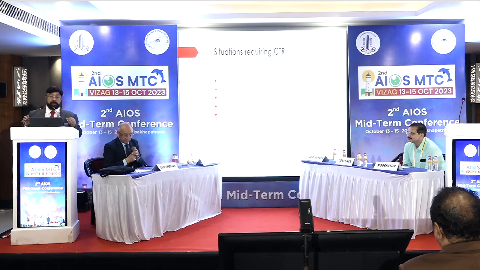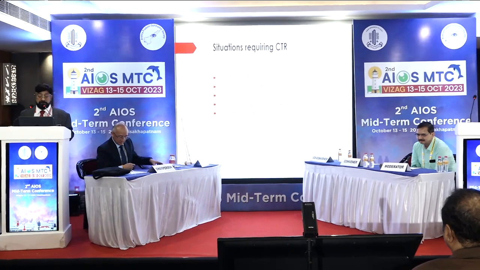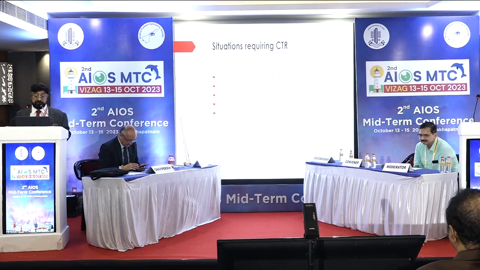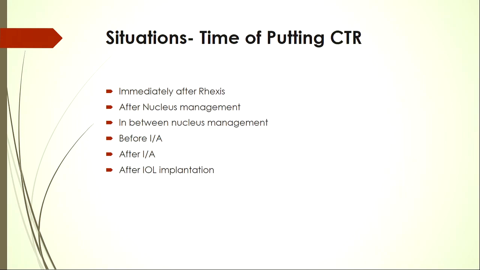Yes, sir. Hi, good afternoon, everybody. So we all know that the CTRs are required in our operation theater. It is used for many indications like subluxations and zonal weakness, and if you find zonal weakness per-operatively, you can put the CTR immediately after the rhexis, after the nuclear management, in between the nucleus management, before the IA, after IA, and probably many a times you put the CTR after IOL implantation.